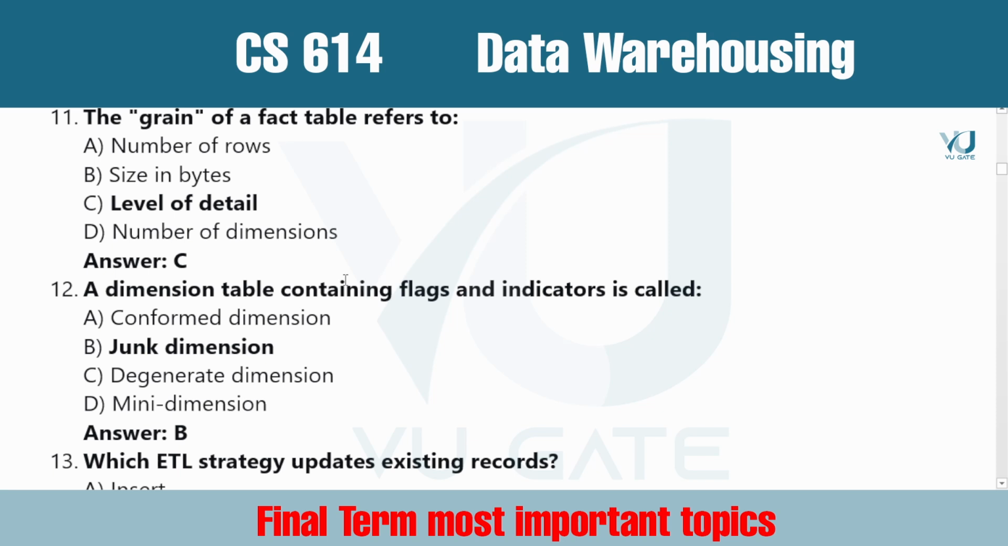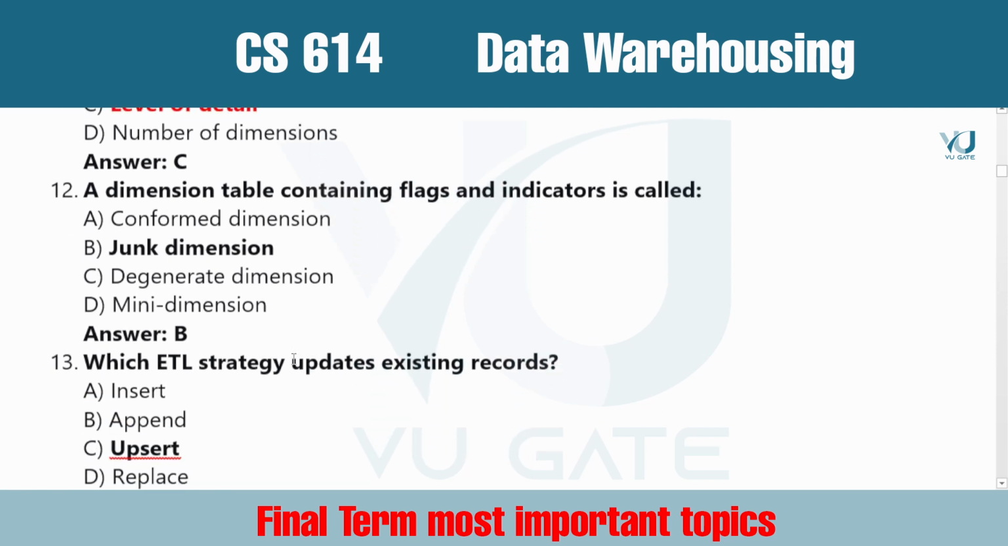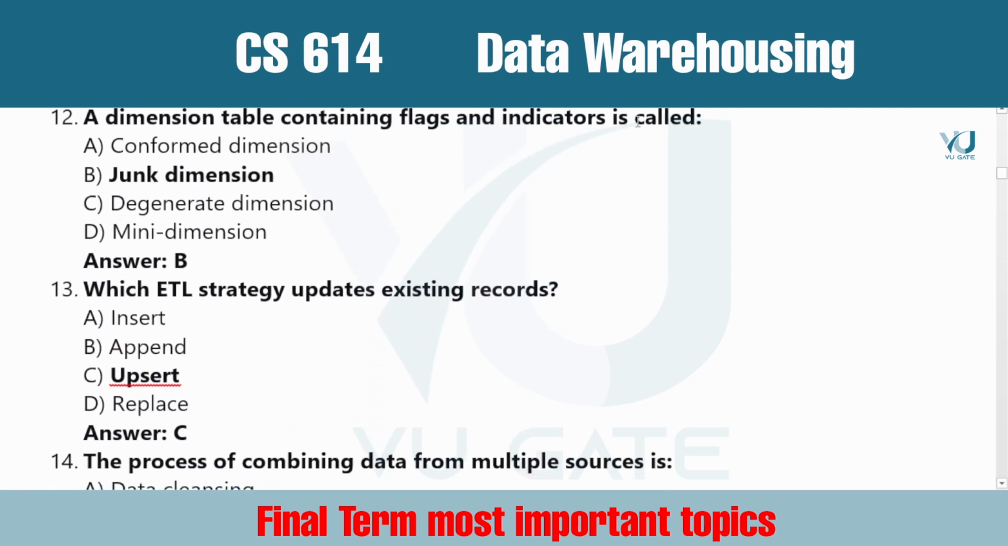Question 11. The grain of a fact table refers to. The correct answer is option C, level of detail. Question 12. A dimension table containing flags and indicators is called. The correct answer is option B, junk dimension.